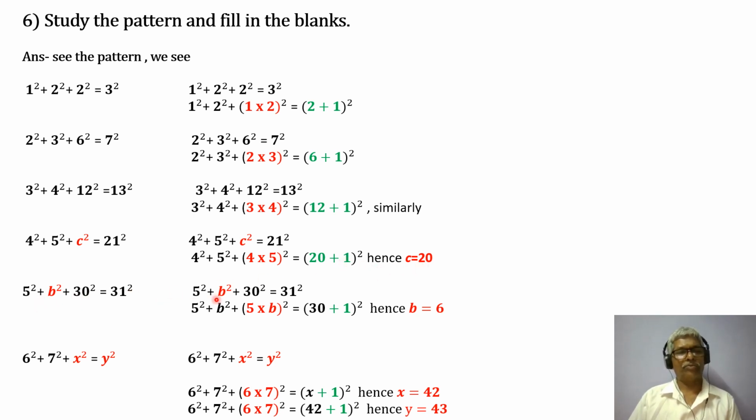What about this? 5 square plus B square plus 30 square equal to 31 square. Okay. So this 30 will be 5 into B.